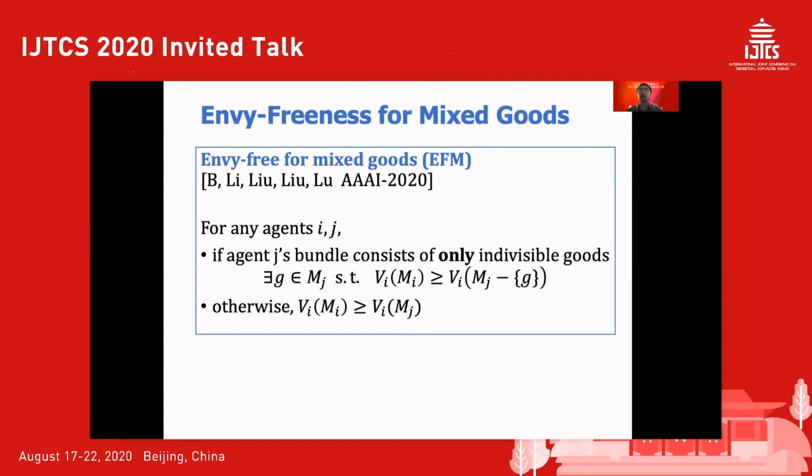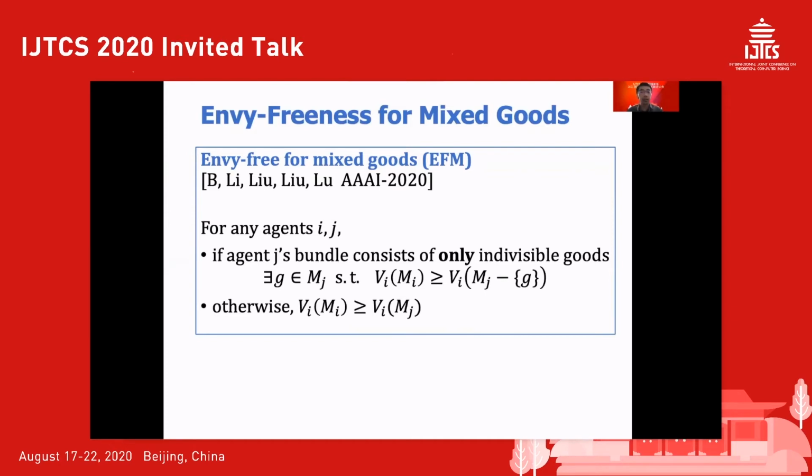We require that agent I use EF1 to compare his bundle to agent J's bundle only if agent J's bundle consists of only indivisible goods. If agent J's bundle has any amount of divisible cake, then the other agents evaluate their own bundles against agent J's bundle using the EF condition. If this condition is satisfied, we say this allocation satisfies EFM.